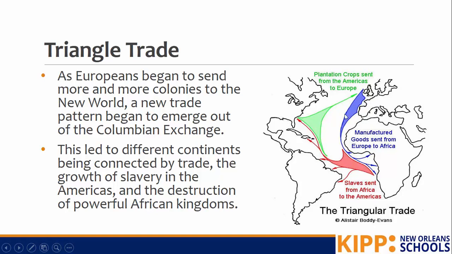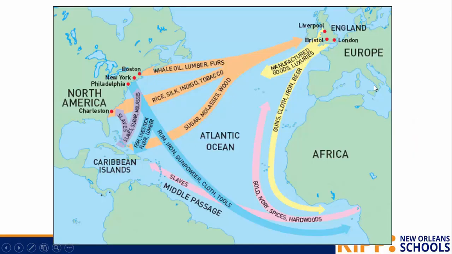So in the triangle trade, we see that Europe would send manufactured goods to Africa. They also sent those manufactured goods to the colonies. They would then go to Africa, buy people to be enslaved, and send those to North and South America, where they would work on plantations, and those crops and raw materials would be sent back to Great Britain.